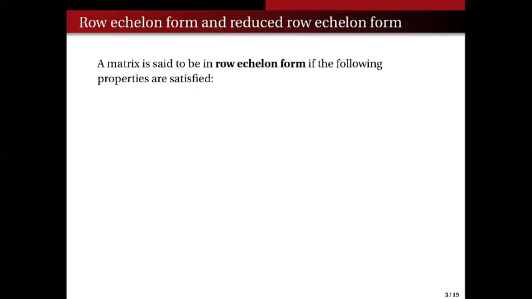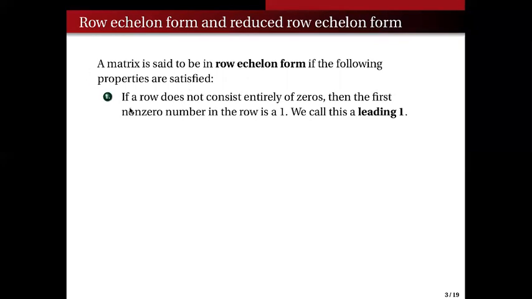A matrix is said to be in row echelon form if the following properties are satisfied. First, if a row does not consist entirely of zeros, then the first non-zero number in that row is 1. We call this the leading one.